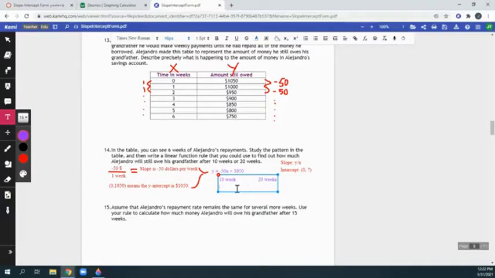If I had 10 weeks, that means x is 10, because x keeps track of weeks. So I'm going to change x to 10. y equals negative 50 times 10 plus 1050. And I go over here and do the same thing only with 20. y equals negative 50 times 20 plus 1050. Okay, so that's going to be negative 500.